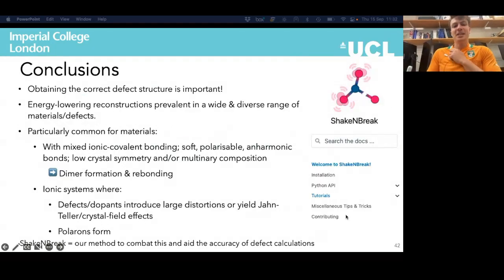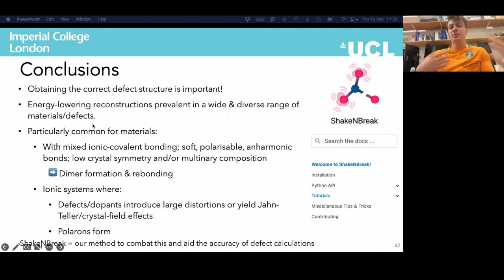So yeah, just coming to the conclusions. The main conclusions are that obtaining the correct defect structure is important, and you find that these energy lowering reconstructions are maybe much more prevalent than we as a community have thought, and are present in a wide and diverse range of materials and for a diverse range of chemical effects.